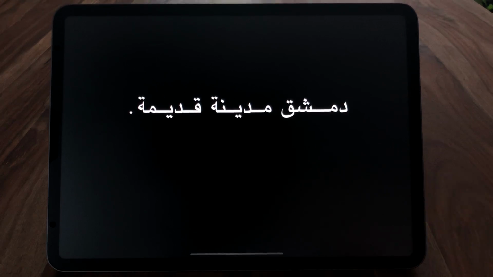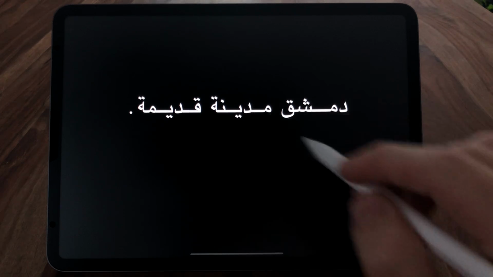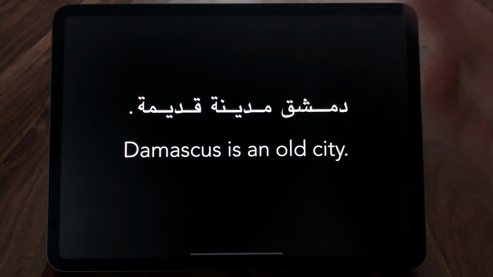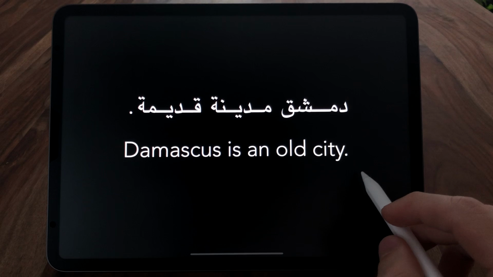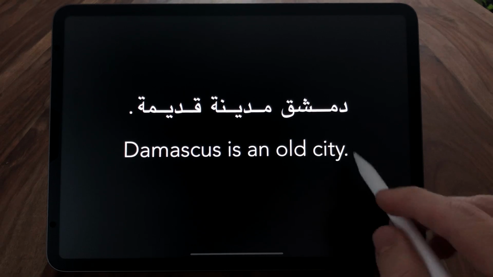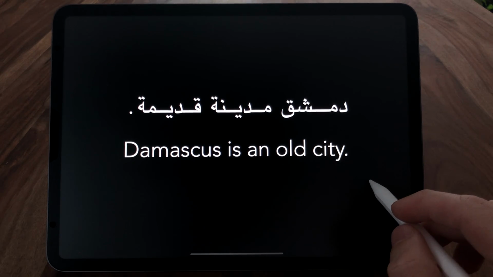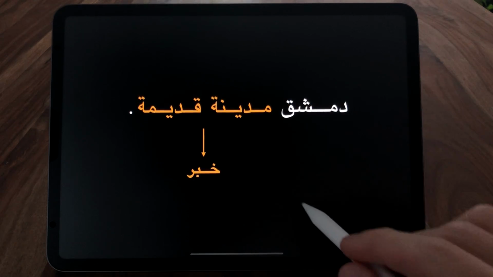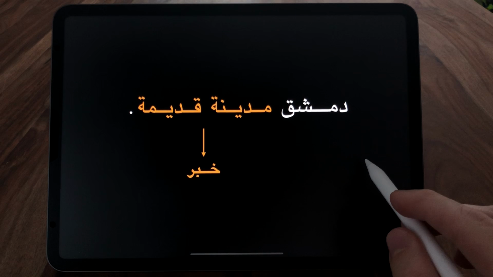Let's do this one. Dimashq Medina Qadima. Oh, Damascus is a beautiful city. It's also an old city. Dimashq Medina Qadima. So in this sentence, which is about Damascus, it makes sense that Damascus is the mubtada and Medina Qadima is the khabar.